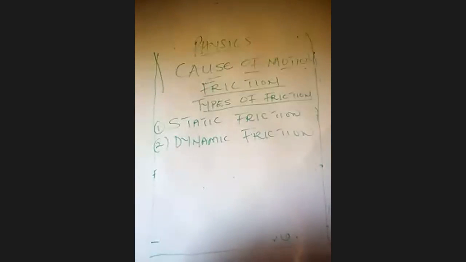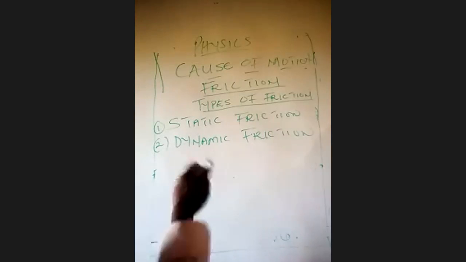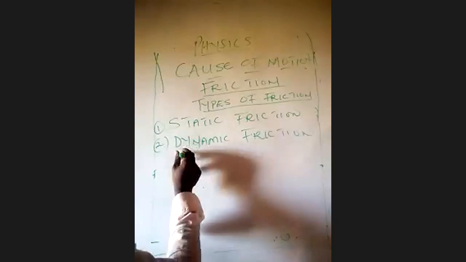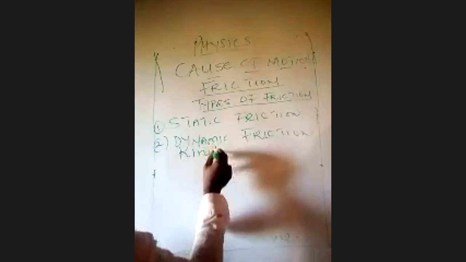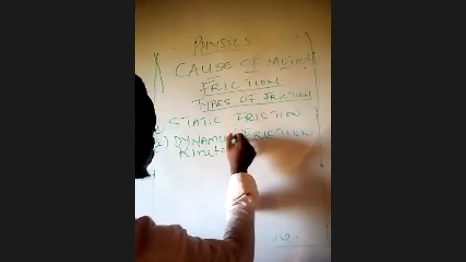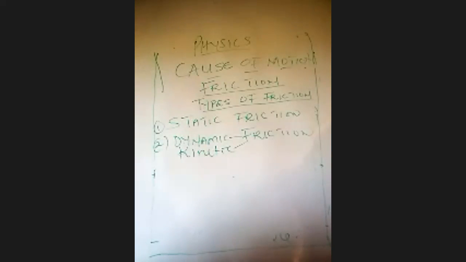Now, let us talk about dynamic friction. Dynamic friction can also be referred to as kinetic friction. It's the force that must be overcome so that a body can move with uniform speed over another body. I'm saying this so you can understand the differences between static friction and dynamic friction.